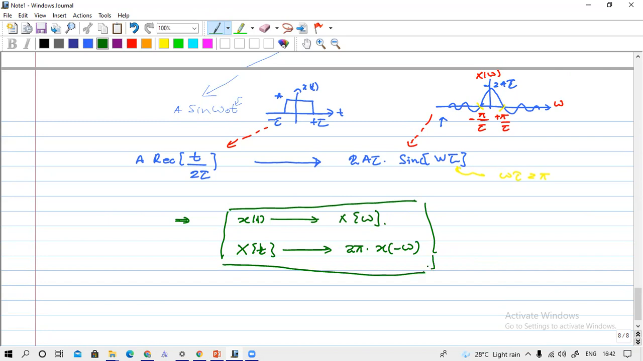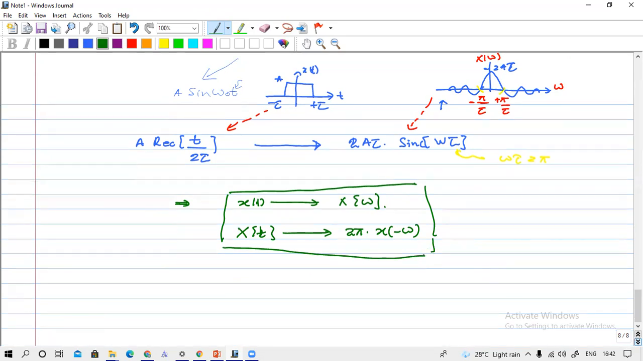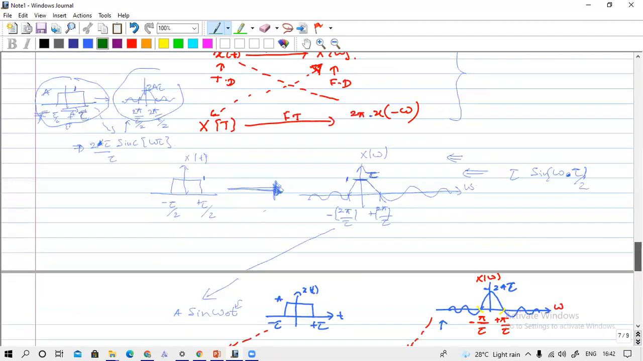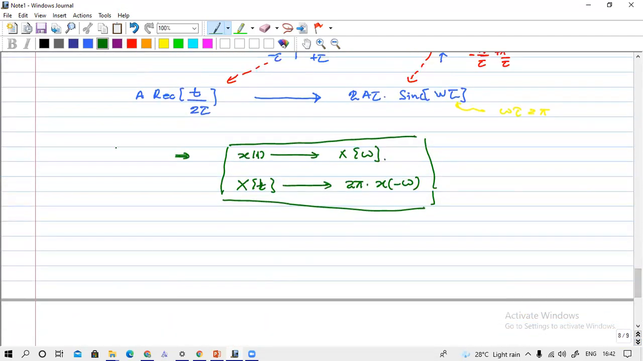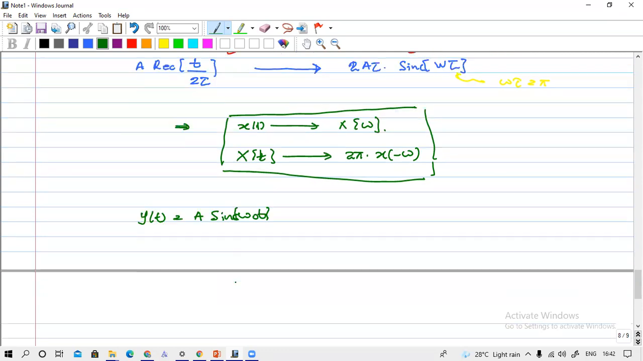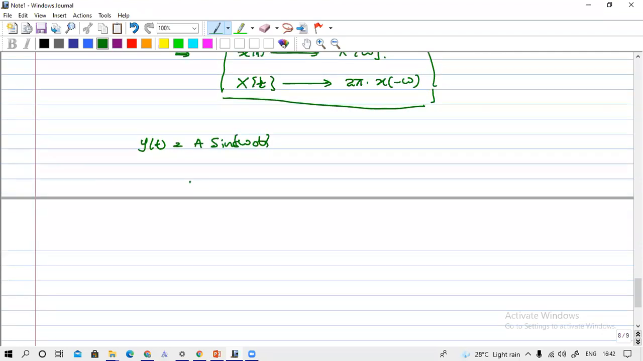Now we are given a time domain signal. Say it is y(t) equals a sinc omega naught t. So this is my time domain signal. If I draw this time domain signal, how does it look?